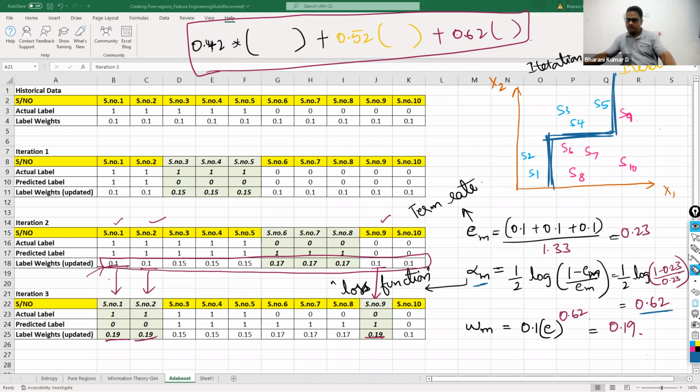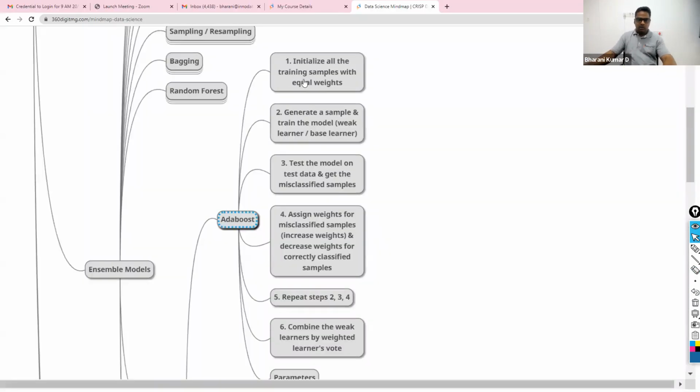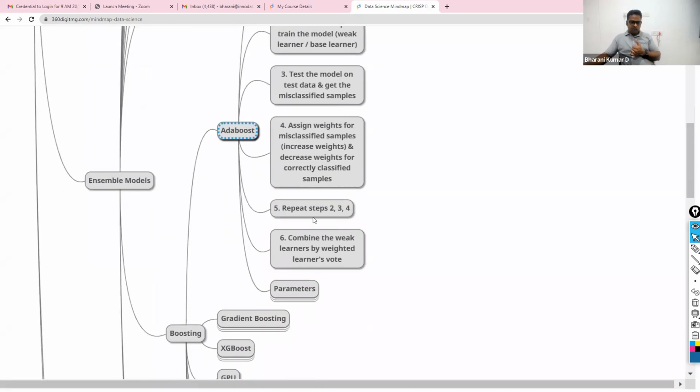Okay, so I'll erase this and let me go back to this. So initially, you initialize all the training samples with equal weights. Then you generate a sample and train the model, that is a weak learner, base learner. Right. Multiple weak models, you're combining it to become a best model. That's what is the concept of boosting. So that's nothing but a base learner only. Then you test the model on the test data and get the misclassified samples. You assign weights for misclassified samples, which means you're increasing the weights for the misclassified samples. Then you repeat the steps. Then you combine all the results.